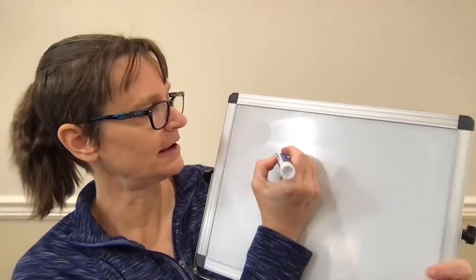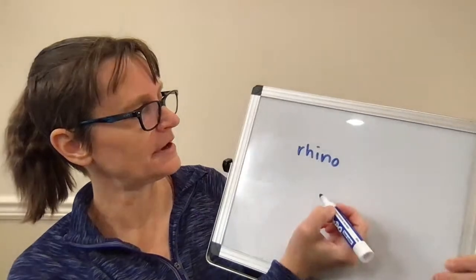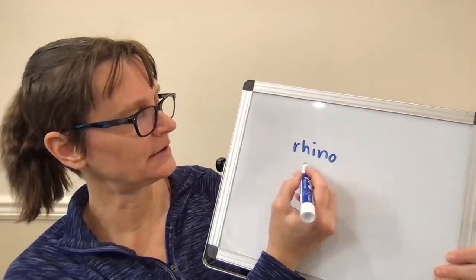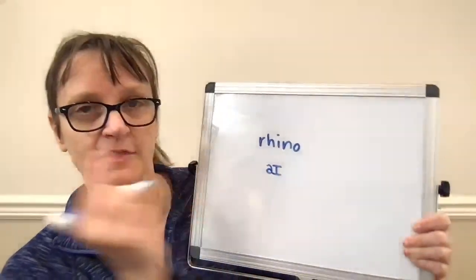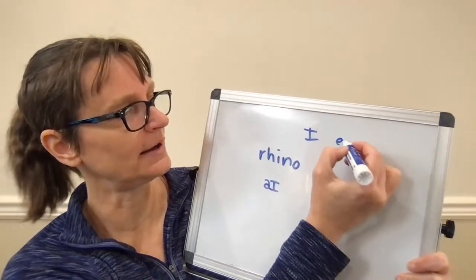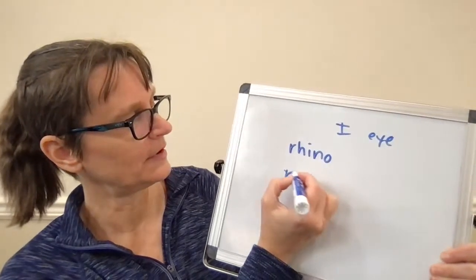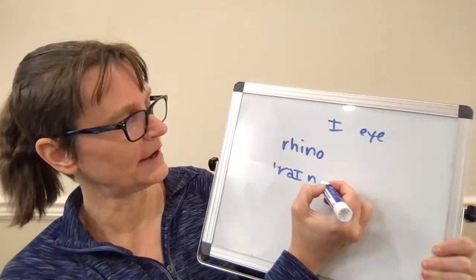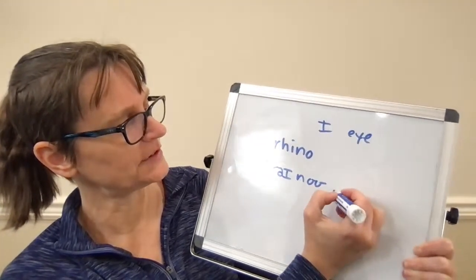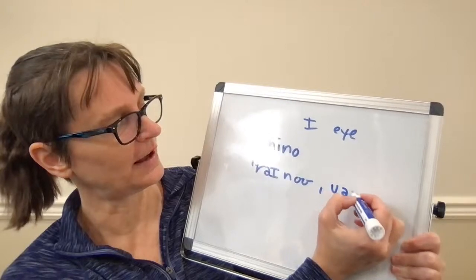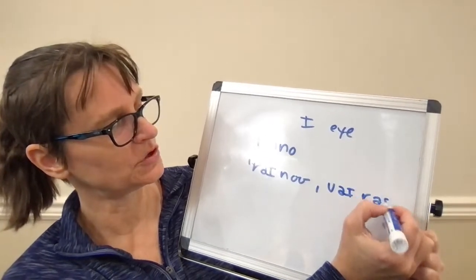We have a request for rhinovirus. I do have a video just for virus, and then adding on rhino. It's got the I diphthong, like the word I or my eye. First syllable stress there, rhino, and then rhinovirus. Secondary stress on virus with a schwa.